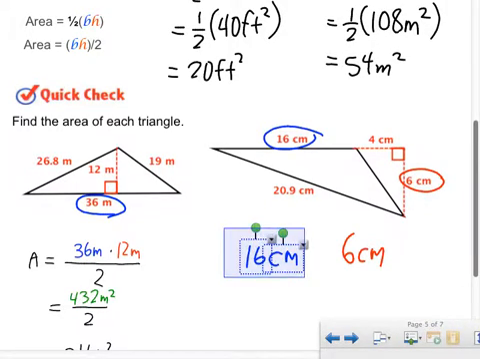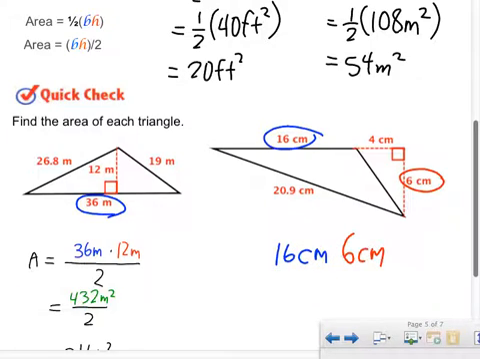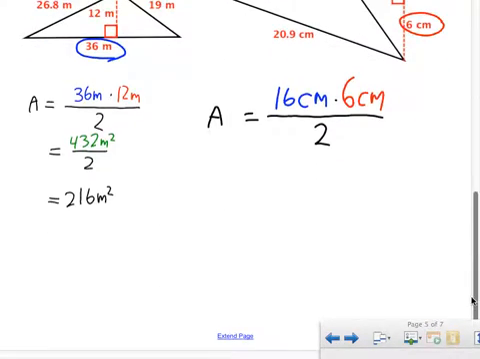Okay, so I have 16 centimeters times 6 centimeters. And the formula says the base times the height divided by 2 is the area. So let's go ahead and work this out. Any questions about the parts she identified as the base and the height? Everybody got that? Okay. Can you go ahead and complete the calculations for us, Michaela?